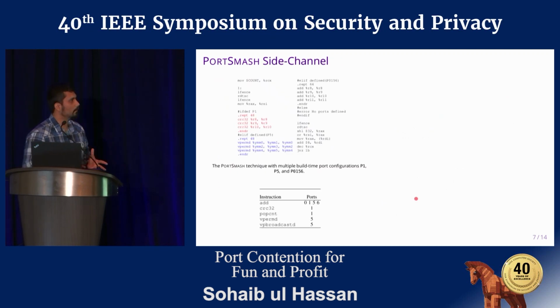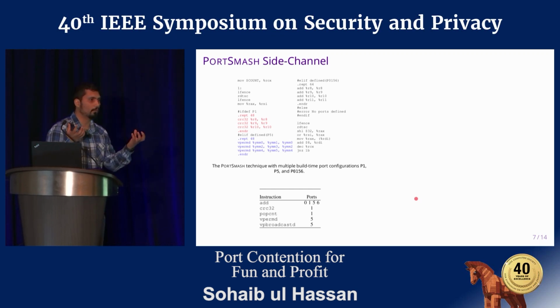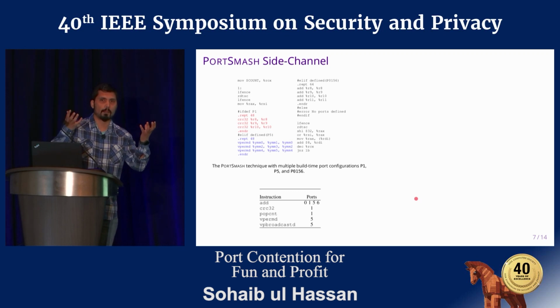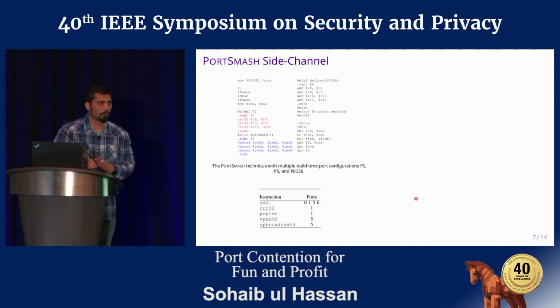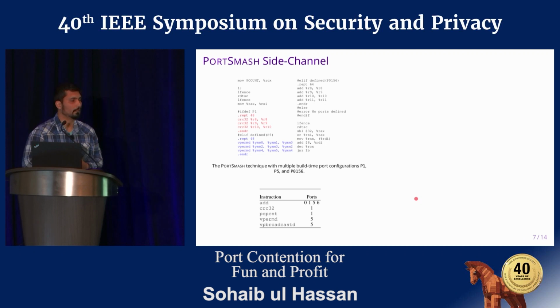So now that we have seen that there is some kind of covert channel going on, and that two processes, Alice and Bob, on different logical cores, their performance depends on each other's port usage, can we use that to actually spy and create a timing side channel?